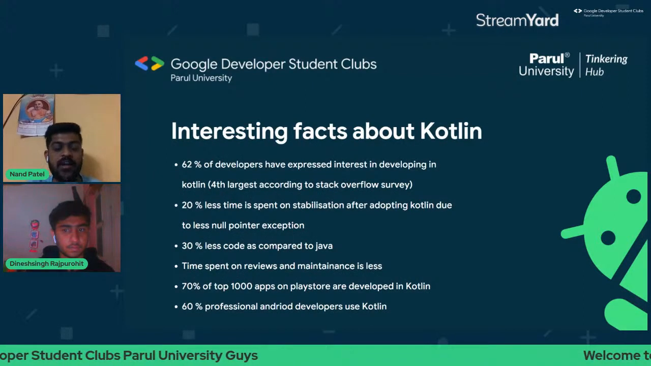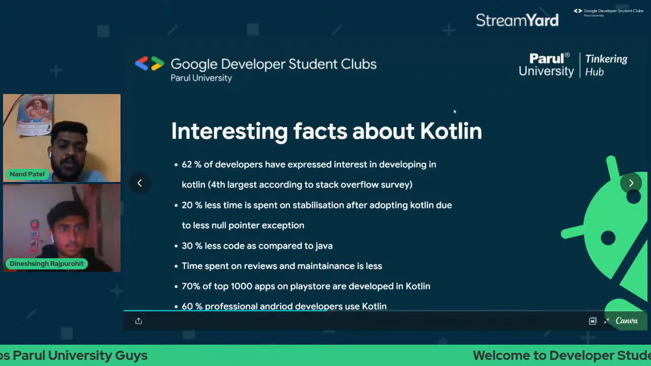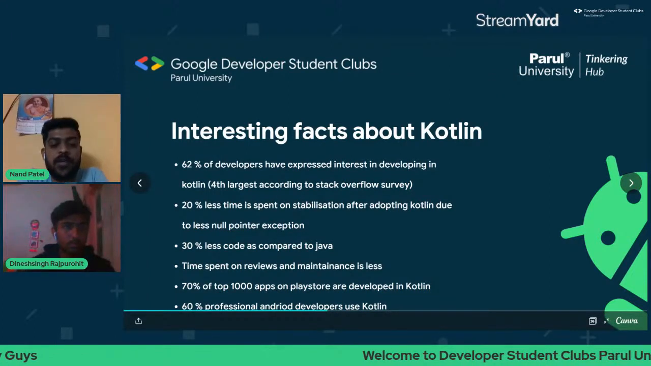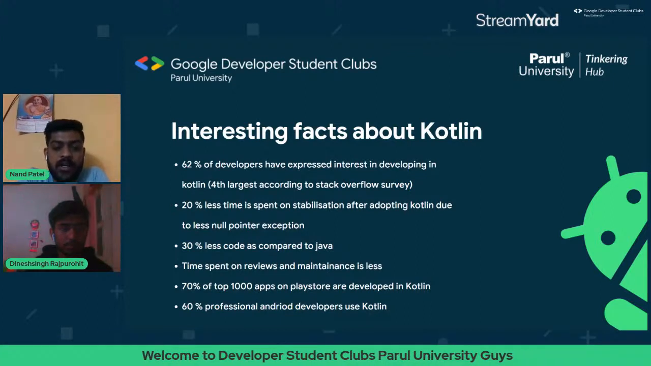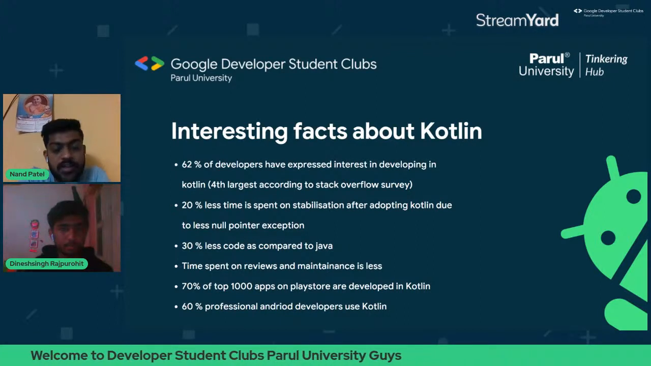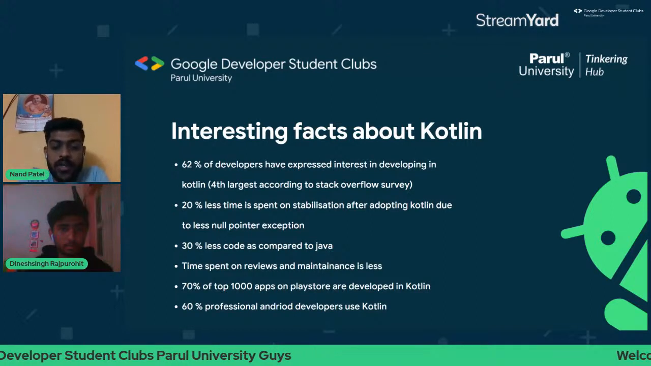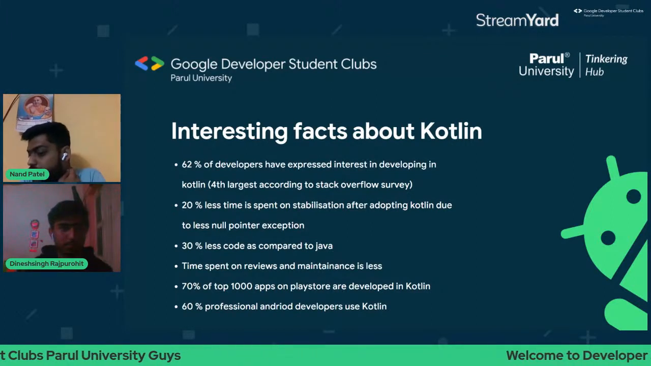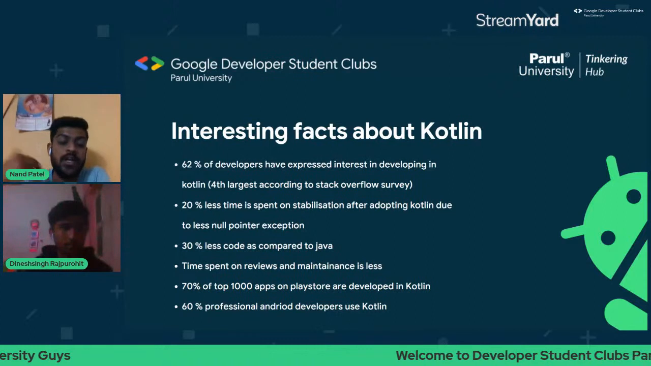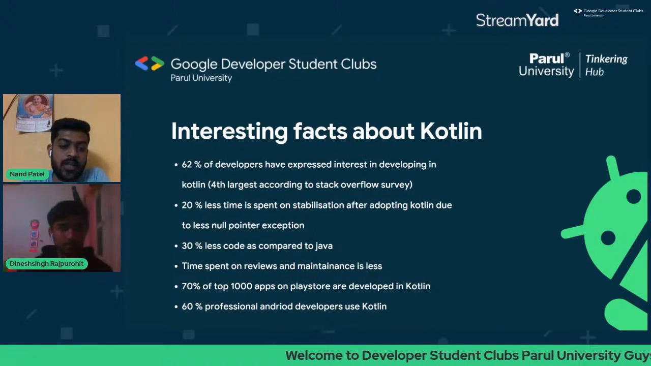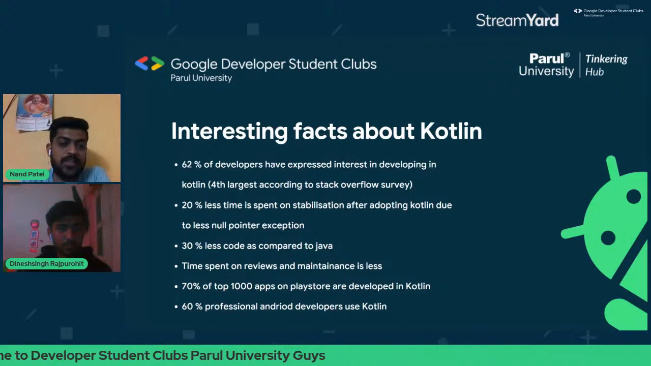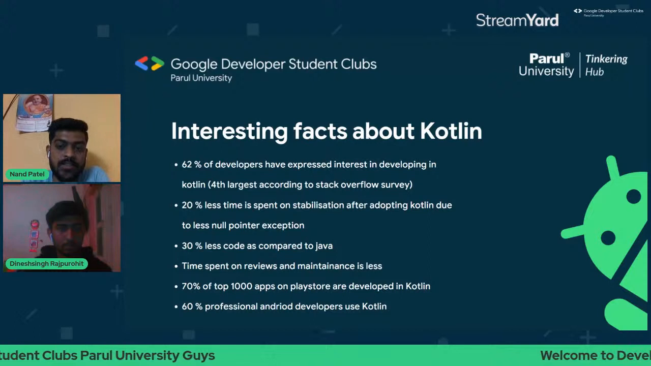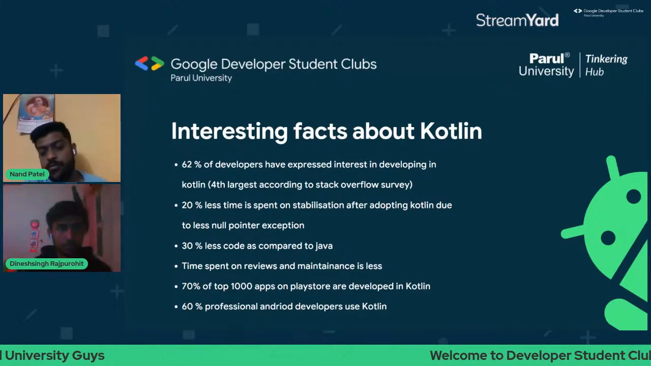Now, what are the interesting facts about Kotlin? 62% of developers have expressed interest in developing in Kotlin. According to the Stack Overflow survey, it is among the largest, and there are so many communities, like Stack Overflow and Discord servers. We can say that 62% of developers have expressed their interest in a particular survey.